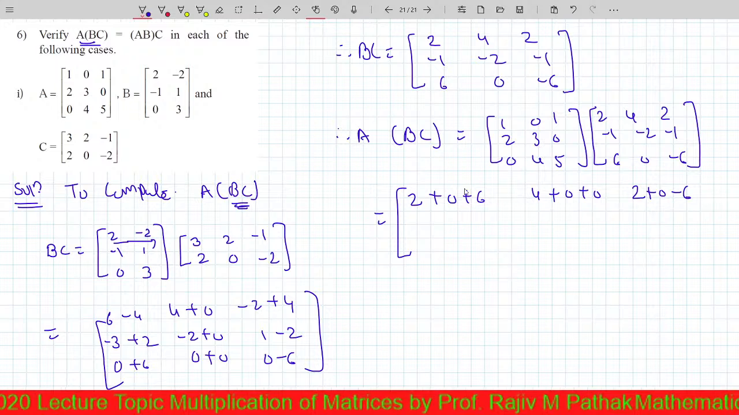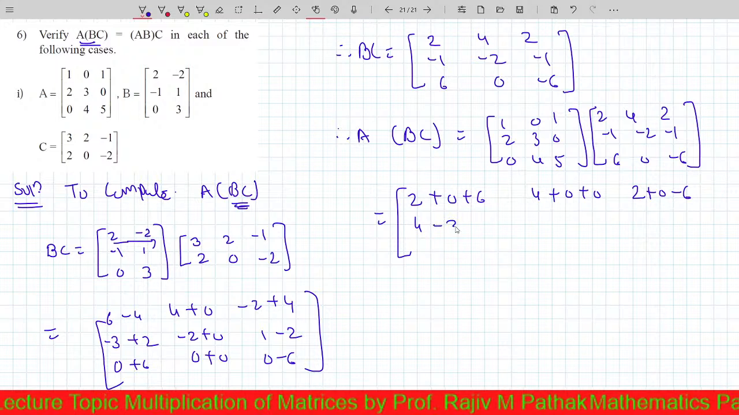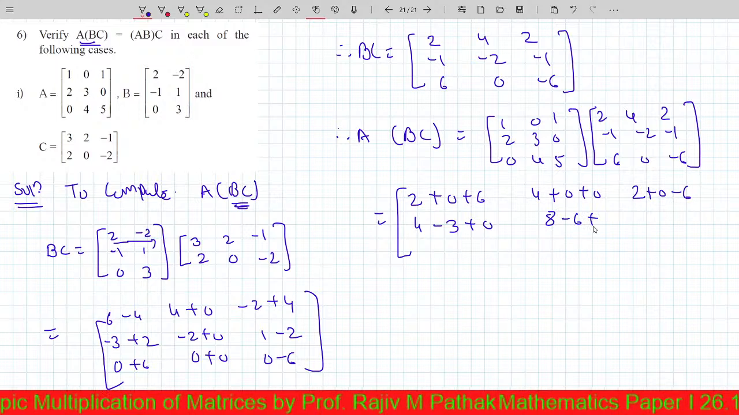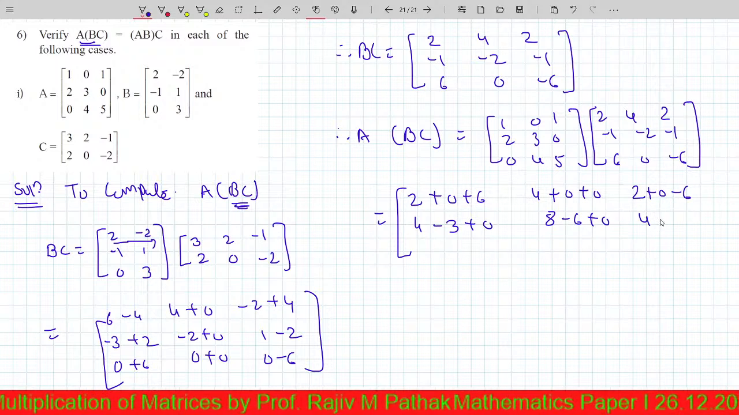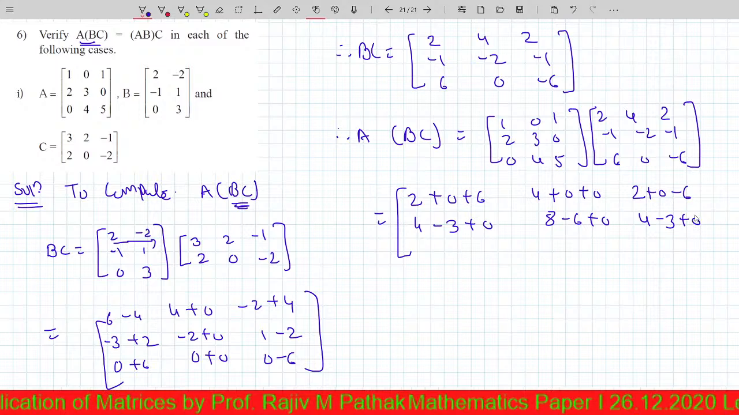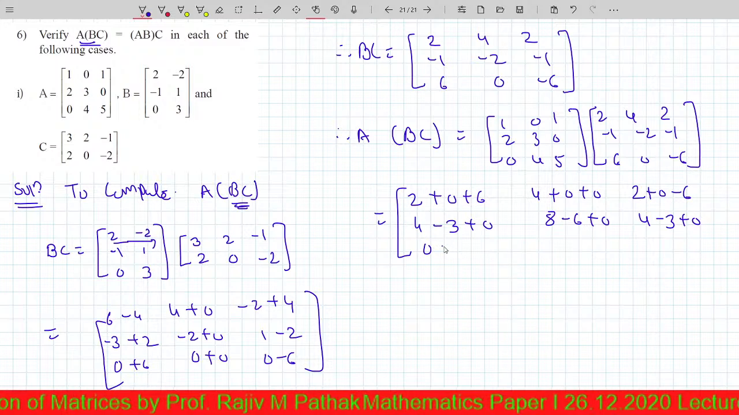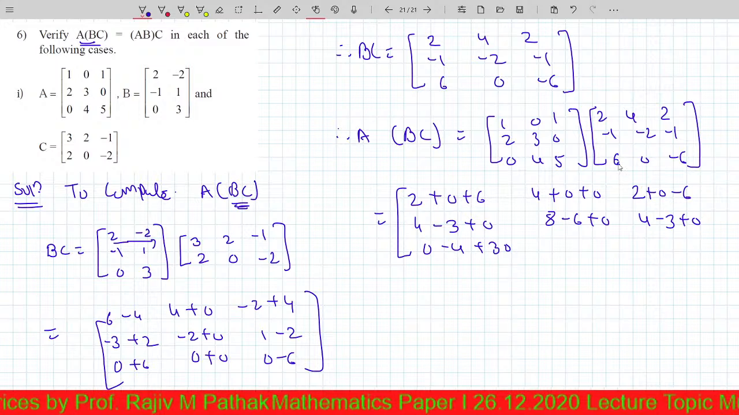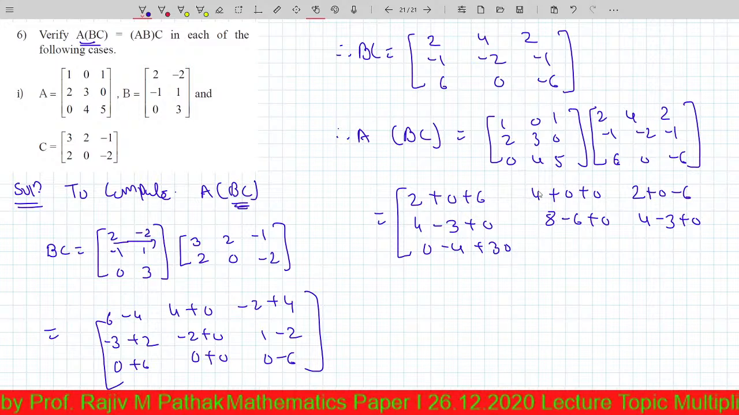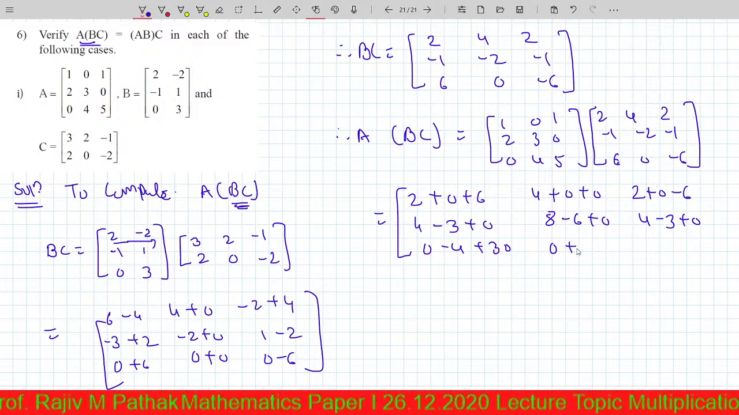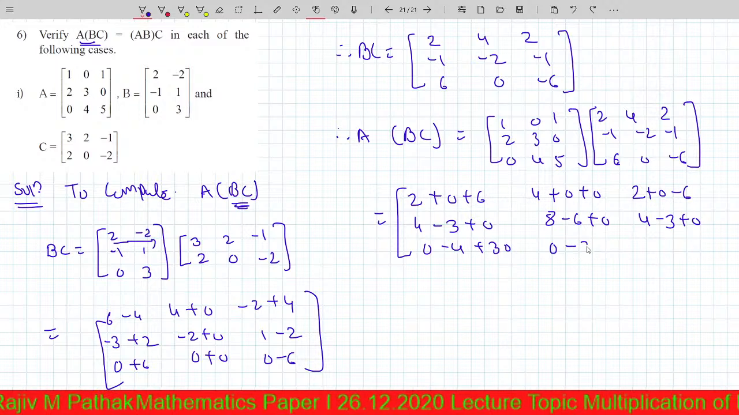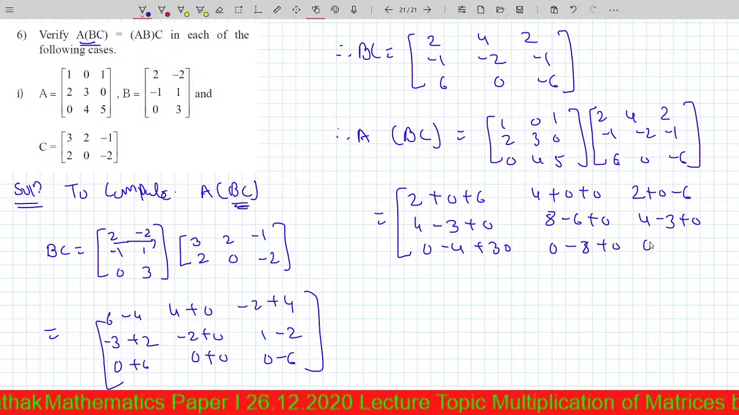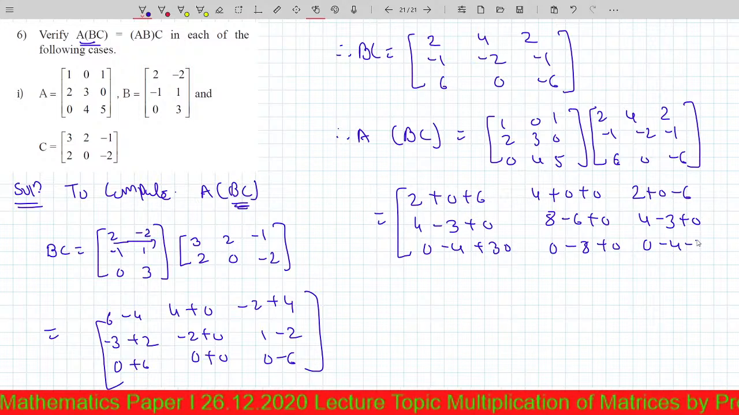Then second row, 2 into 2 is 4, minus 3, 0. Then 8, minus 6, 0. 4, minus 3, 0. Then 0, minus 4, 30. 6 into 5 is 30. Then 0, minus 8. This is minus 8 plus 0. Then 0, minus 4, minus 30.